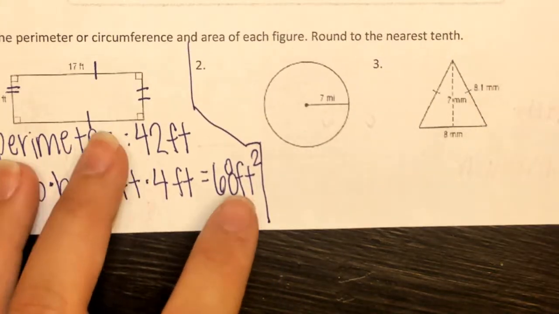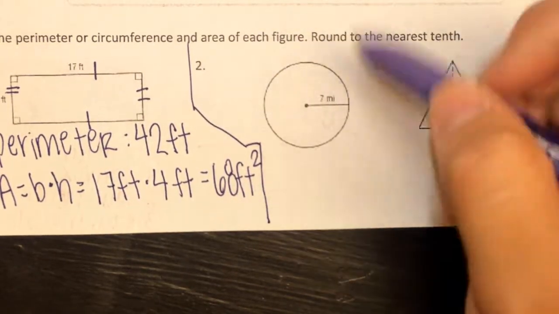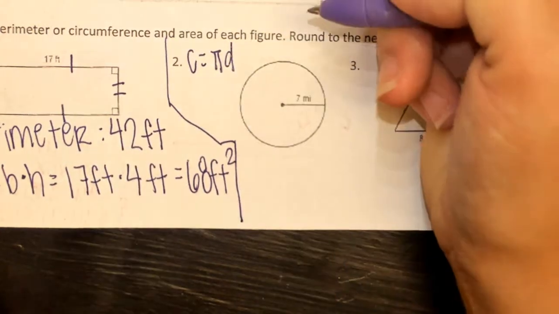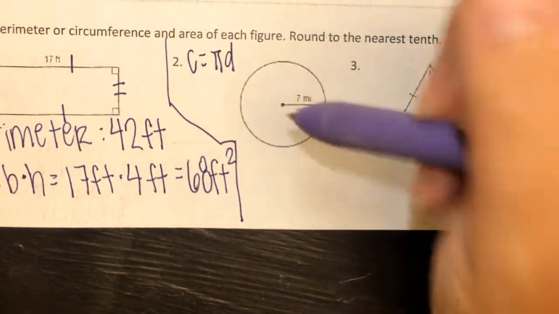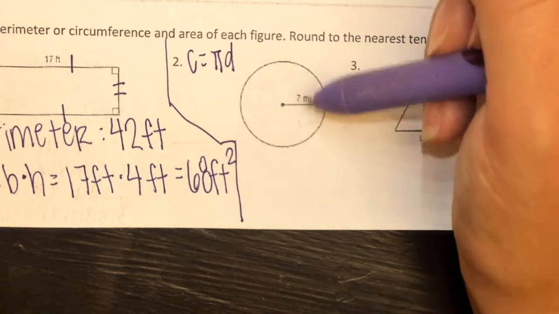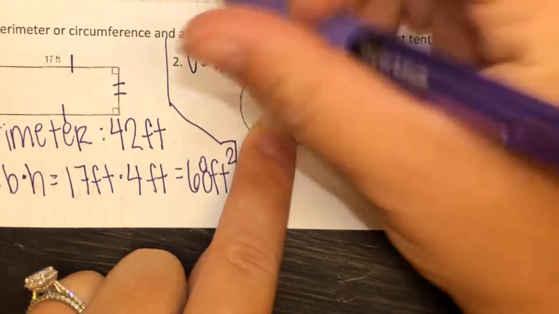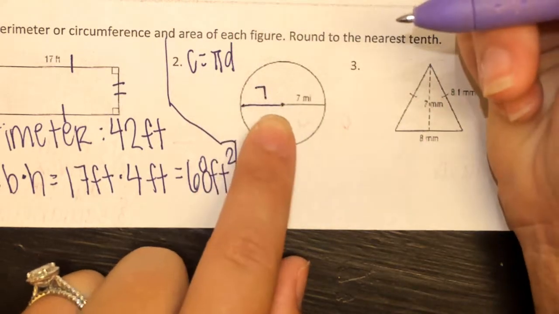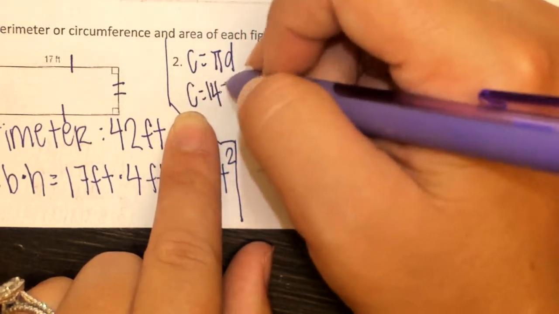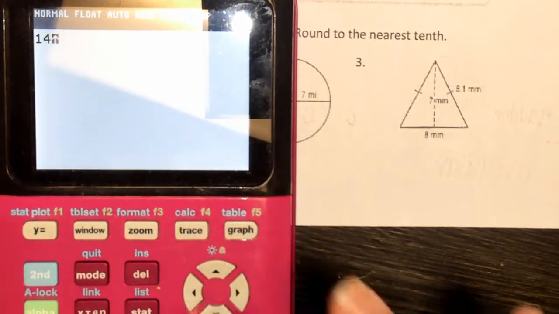Yep, you got this. All right, so now are we finding the perimeter or the circumference of this circle? The circumference. So the formula for circumference is pi times the diameter. Do we have the diameter given to us? Kind of, in a way. It doesn't say diameter, but we know the half, which is the radius. From here to here is 7, from here to here is 7, so the diameter is 14. So C equals 14 pi. Now don't just type in 14 times 3.14. Actually, plug in pi.